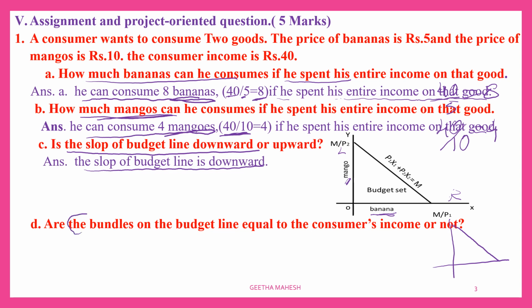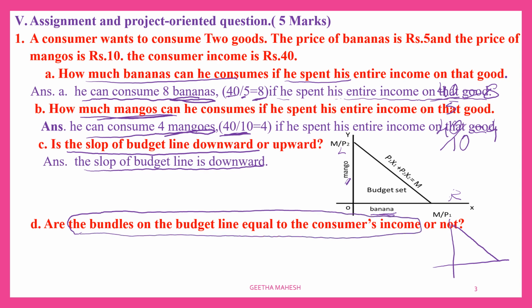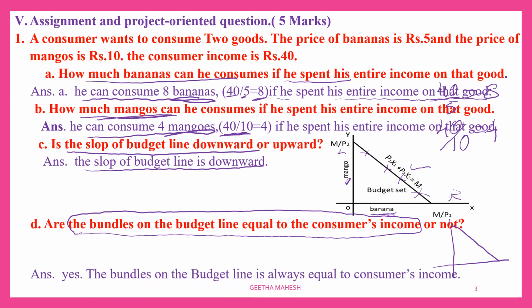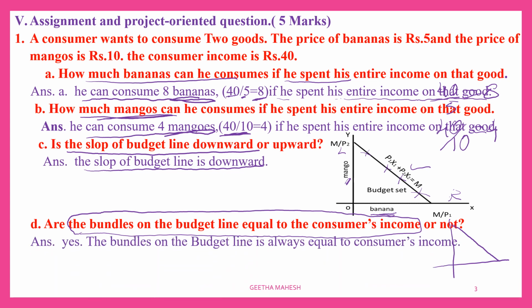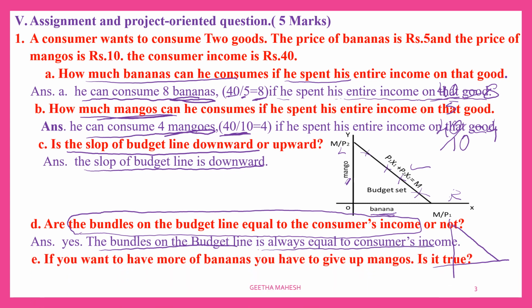Next one, are the bundles on the budget line equal to the consumer's income or not? Yes, the bundles on the budget line are equal to the consumer's income. What is the meaning of budget line? The budget line shows all those combinations of 2 goods whose cost is exactly equal to the consumer's income. You can see here the equation also shows P1 x1 plus P2 x2 is equal to M. So yes, the bundles on the budget line are always equal to the consumer's income.